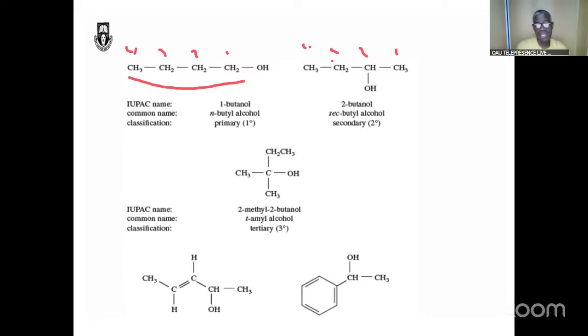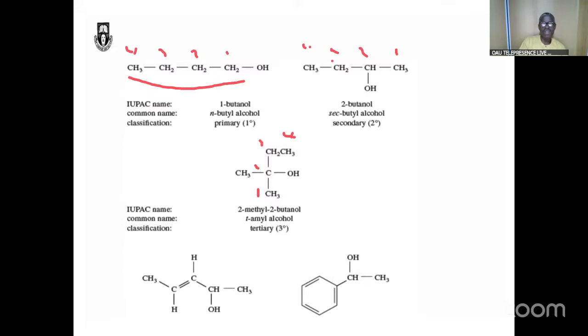Let's look at the third one. The parent alkane is 1, 2, 3, 4. We are looking at the longest chain here. The longest chain goes this way, not here, but rather 1, 2, 3, 4, and that makes it also a butane. The carbon bearing the OH carries no other hydrogen, and that makes it a tertiary alcohol.